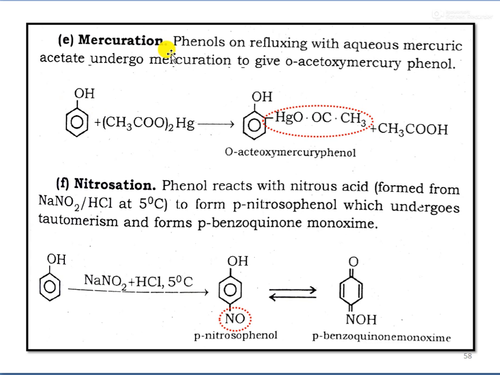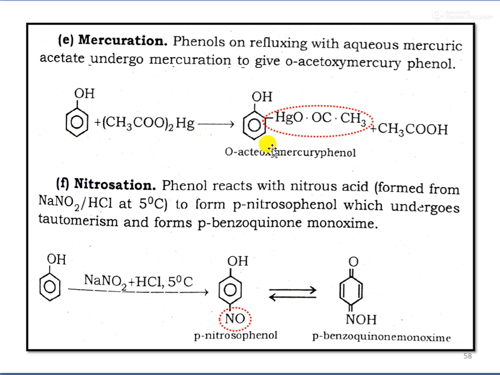Again in mercuration, phenol is refluxed with aqueous mercuric acetate. So here there are 2 acetate groups. Mercury has a +2 charge and acetate has a -1 charge, so 2 acetate groups are required in mercuric acetate. So this phenol can undergo mercuration.